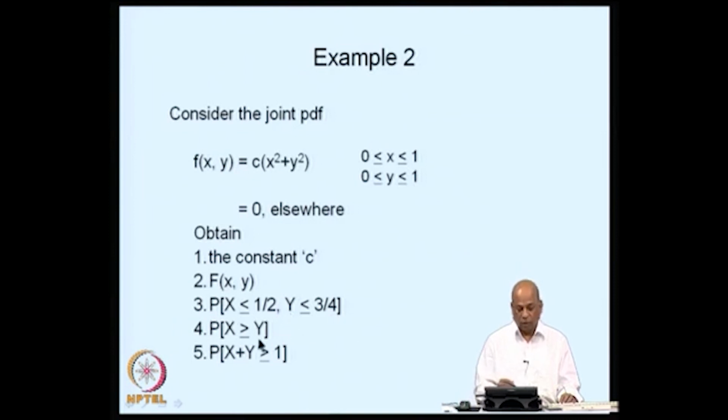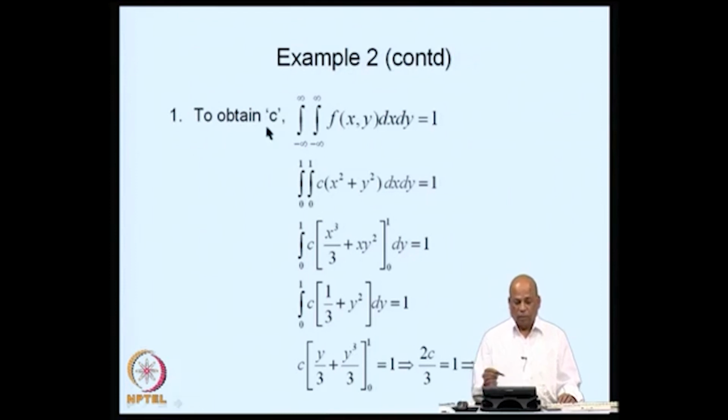We will also get the probability that x is greater than or equal to y, as we did just now, and the probability that x plus y is greater than or equal to 1. You must remember that when we are talking about probabilities of the joint random variable taking on some specified values, you first identify the region in which you are interested and then integrate the joint PDF over that particular region. So, identification of the region of interest in the 2 dimensions is what is important in these cases.